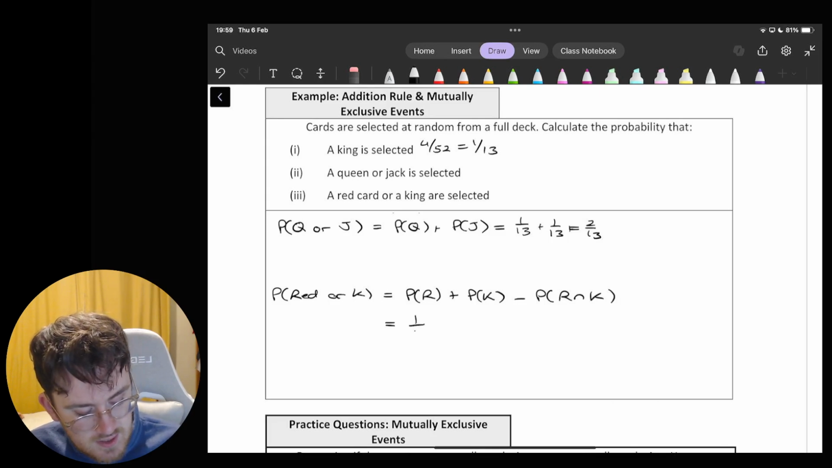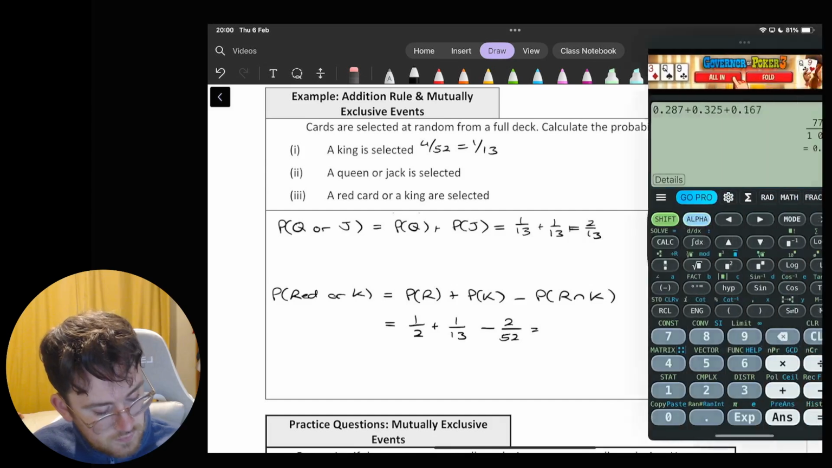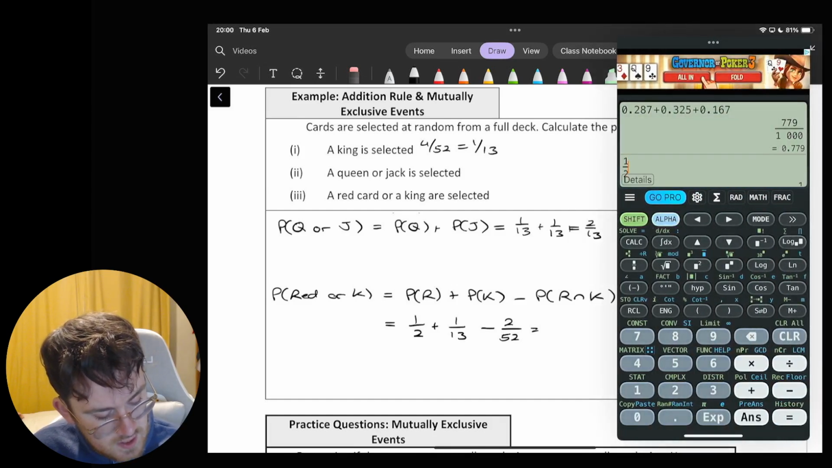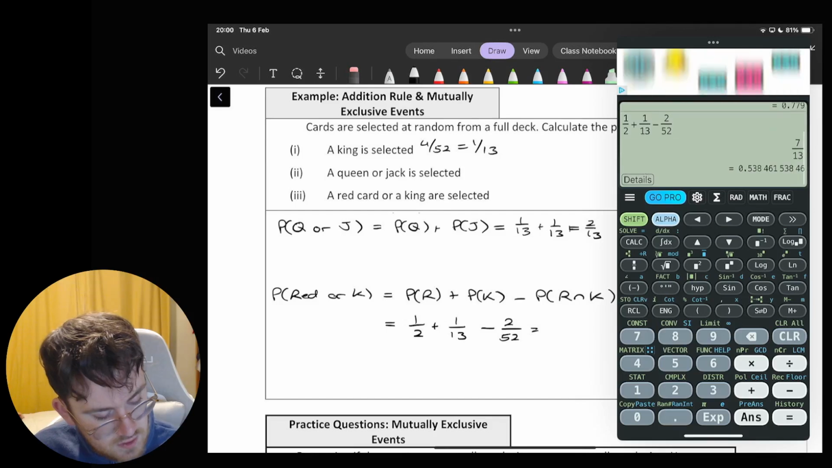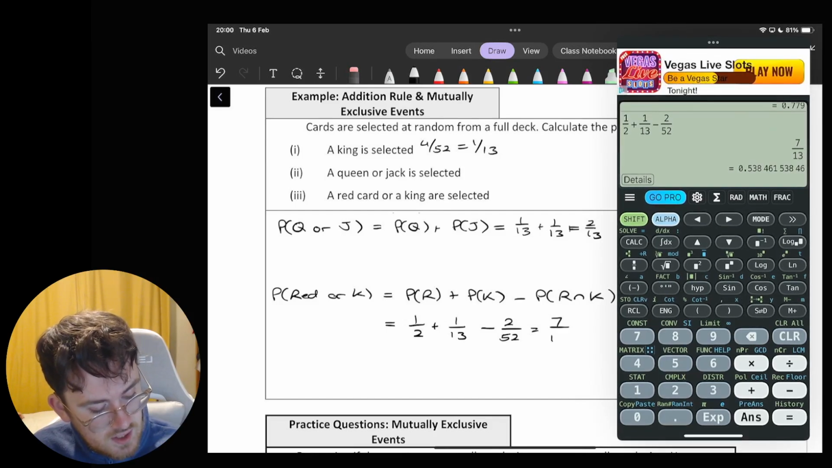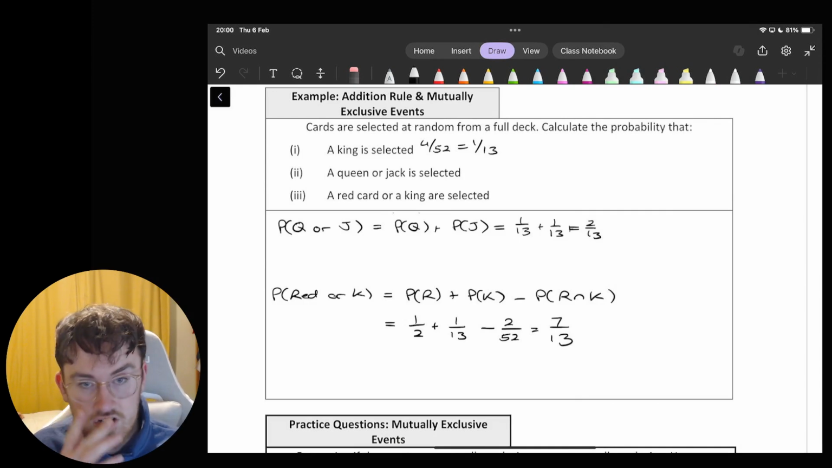The probability of being red is a half. Half the cards are red. The king, we've already said, is a 1 in 13 chance or 4 in 52 chance. And then the probability of getting a red king is 2 out of 52. So let's simplify this: a half plus 1 over 13 minus 2 out of 52, which is 7 in 13. So a 7 in 13 chance of getting a red card or a king.